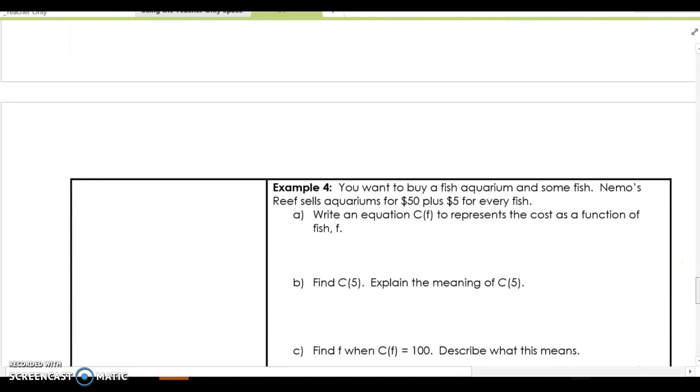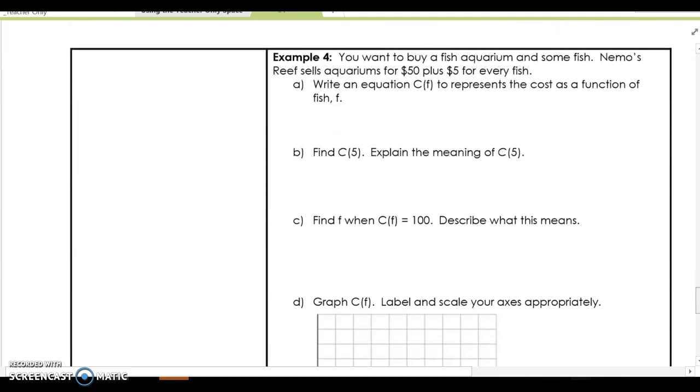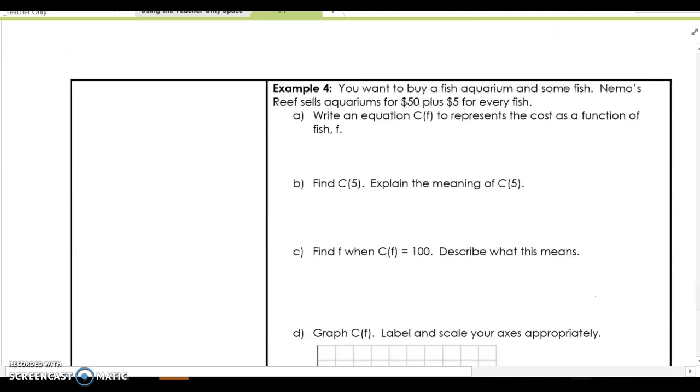And the last example today is an application of function notation. Remember we said f of x is common, but you don't have to use f and you don't have to use x. Just like when you're using word problems, oftentimes we use d to represent distance, t to represent time.